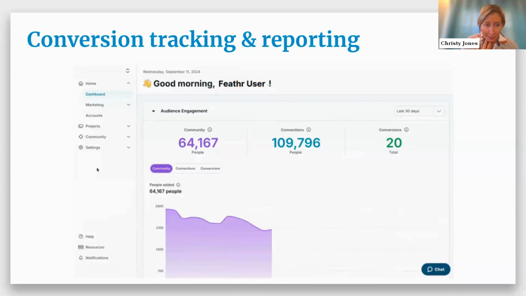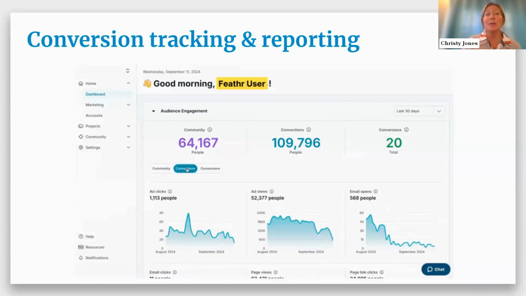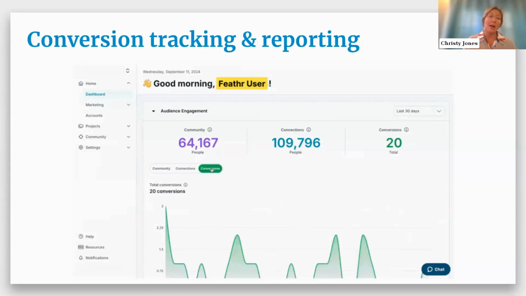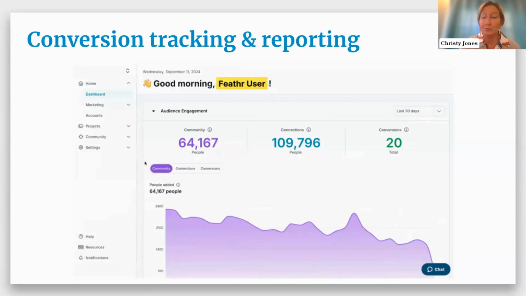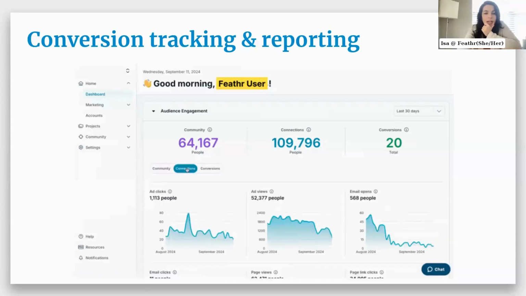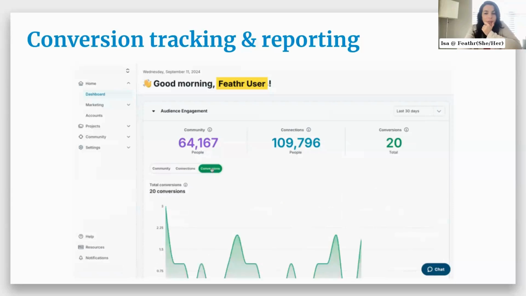I'm sorry, I was just trying to scroll down. But yeah, so that's how we use the dashboard for our campaigns. Someone's asking if you use Daxco. We do.